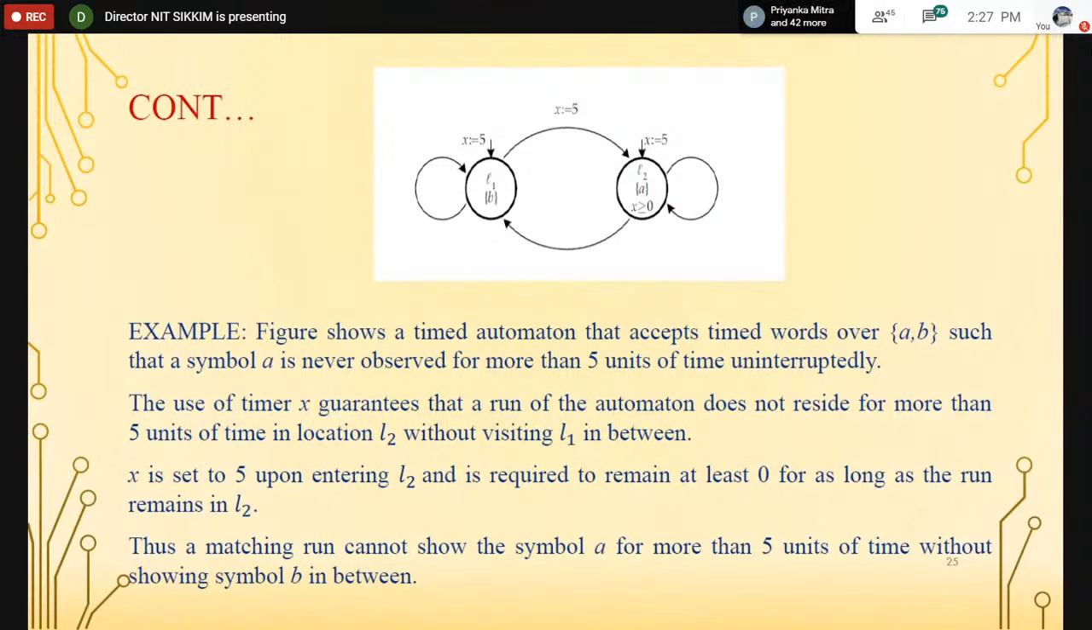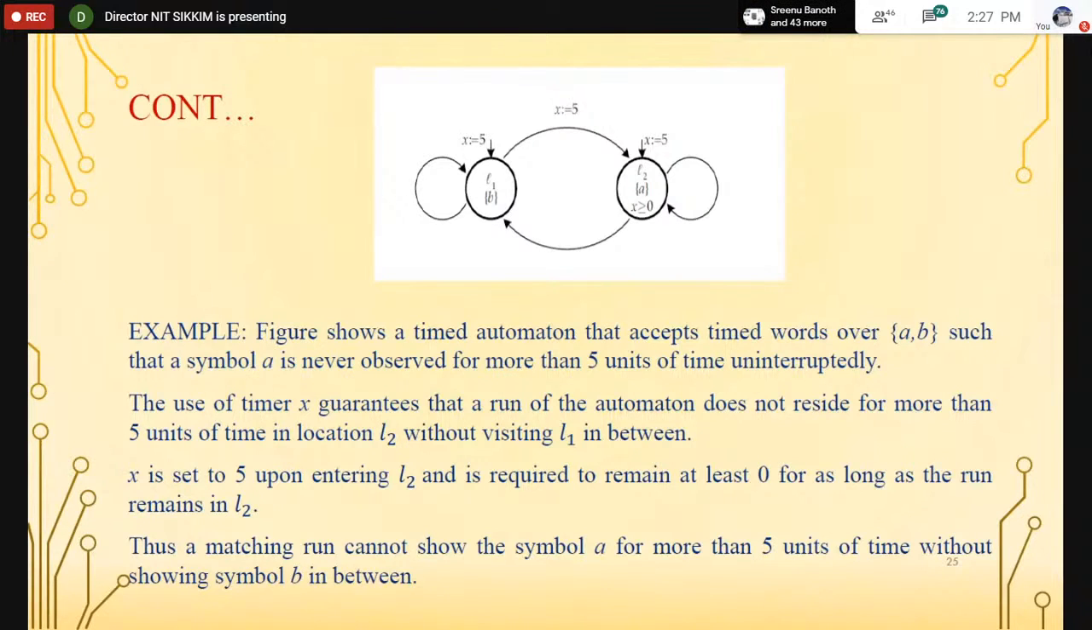Okay. So we say X is set to 5 upon entering L2, and it is required to remain at least 0 as long as the run remains in L2. Thus, a matching run cannot show symbol A more than 5 units of time without showing symbol B in between. So after 5 seconds, your transition has to go to the L1 location, right?